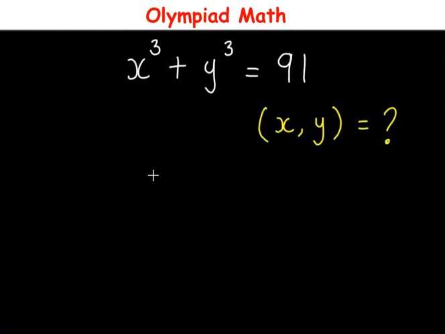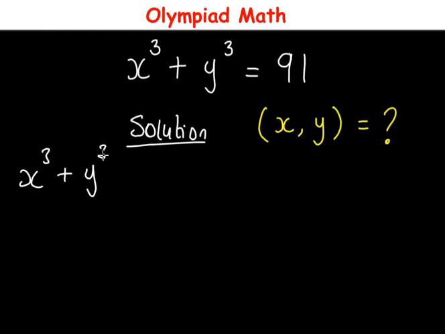Hello everyone, in this video let us solve this question. We have x raised to power 3 plus y raised to power 3 equals 91, and here we want to solve for the value of x and y. To solve this, solution: we have x raised to power 3 plus y raised to power 3, this equals 91.